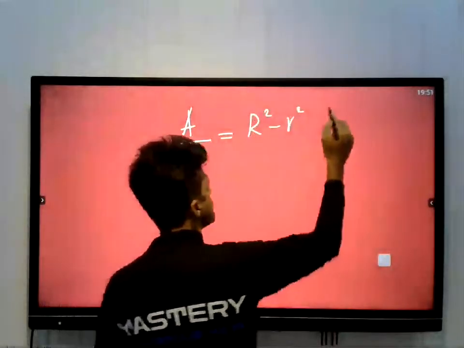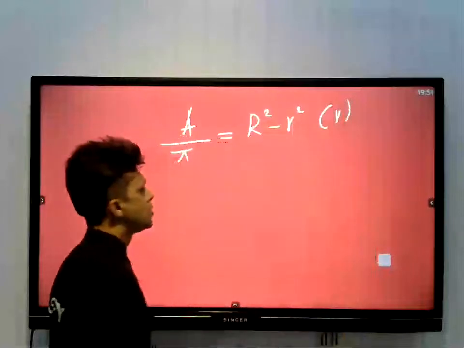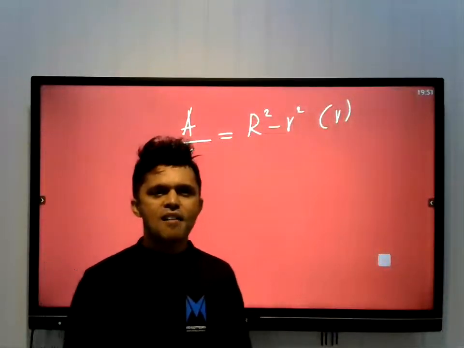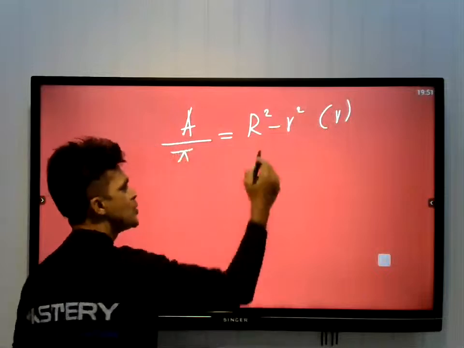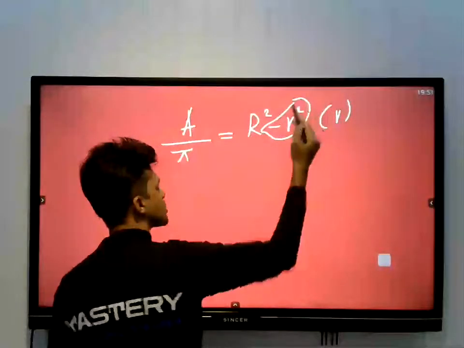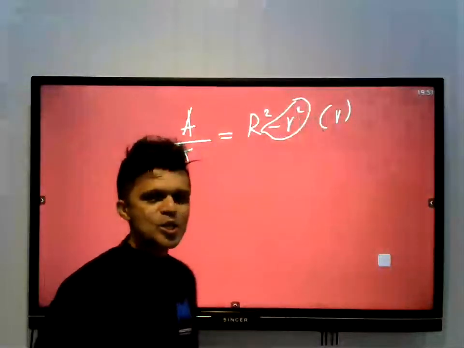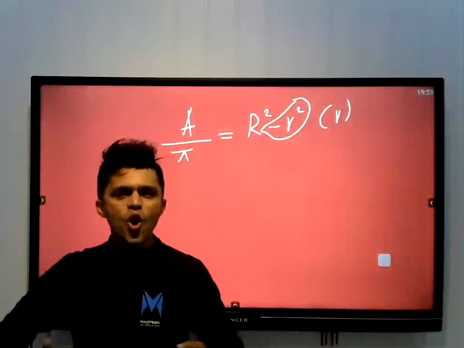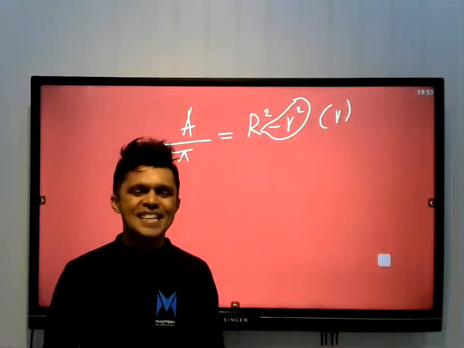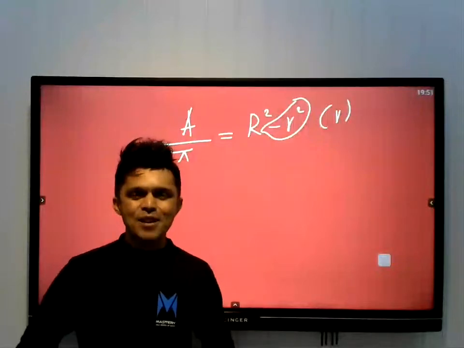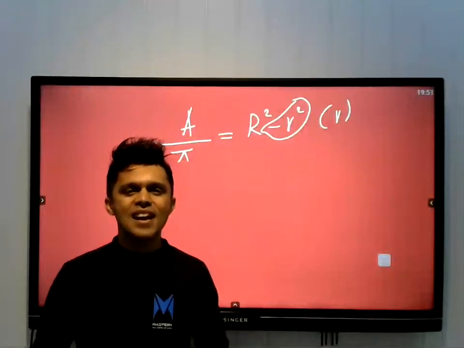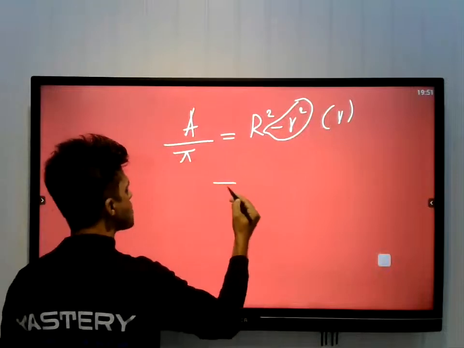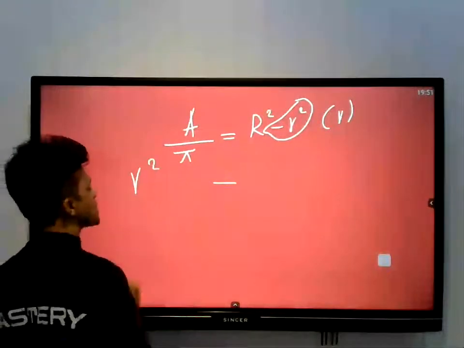You have to write the term R as the subject. How do you write the term R as the subject? Here you could see minus R square. So what you have to do right now is bring that minus R square to the other side. Then it's able to write the term R as the subject easily. So minus R square becomes plus R square.